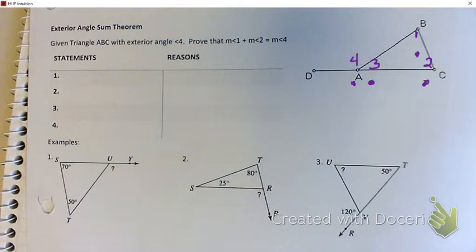So the very first thing you're going to do is write this statement, and that's the given. So we know that we have a triangle ABC, and we know that there's an exterior angle, number 4. And we know that that is given to us, because it's what they tell us. Okay? Looking at angle 1, angle 2, angle 3, and angle 4, is there anything I know about any of those angles? They all equal 180. Which ones equal 180? 1, 3, and 2. Okay, 1, 2, and 3 equal 180. Why is that? Because all triangles equal 180. All the angles in the triangle equal 180.